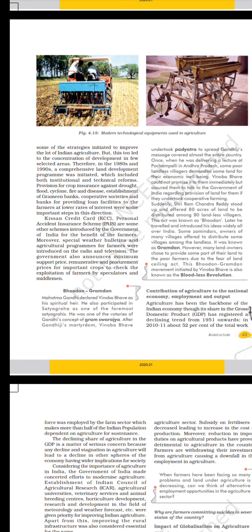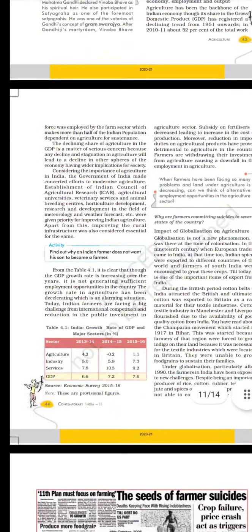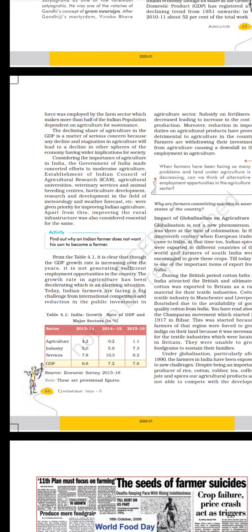Contribution of agriculture to the national economy, employment and output. Agriculture has been the backbone of the Indian economy, though its share in the gross domestic product, GDP, has registered a declining trend from 1951 onwards. In 2010 to 11, about 52% of the total workforce was employed by the farm sector, which makes more than half of the Indian population dependent on agriculture for sustenance.